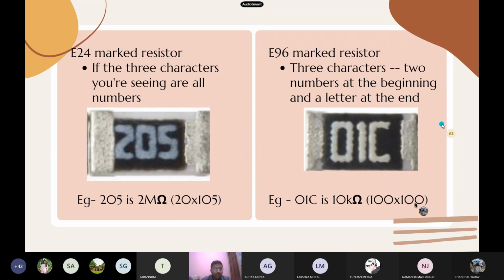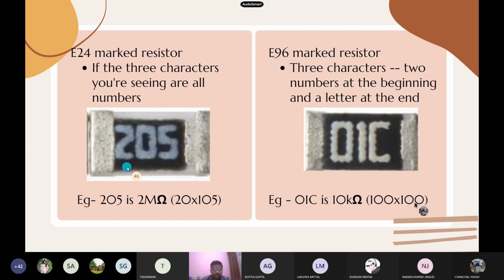So how do we know the value of these SMD resistors? Here also, due to the small size, it is very difficult to write the value. So we are going to learn two types of coding of these SMD resistors. They are E24 marked resistors and E96 marked resistors. What is an E24 marked resistor?